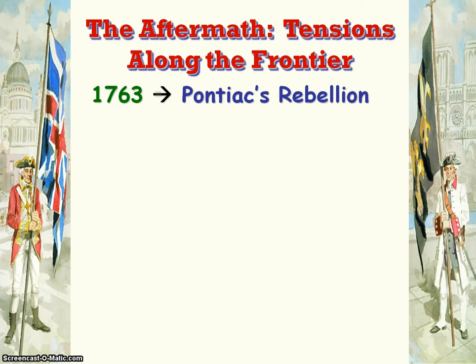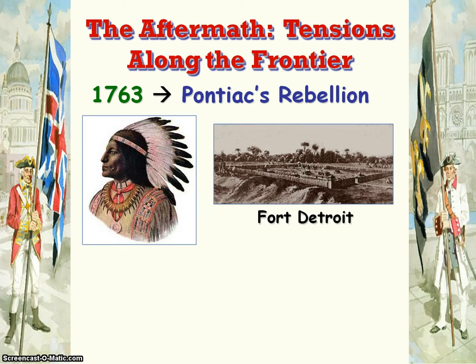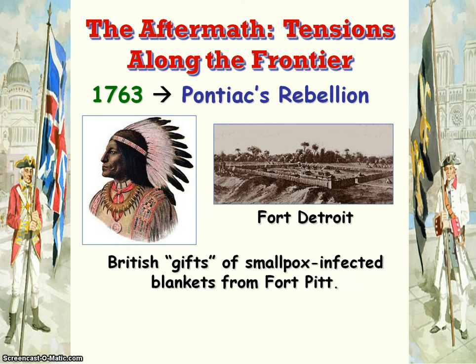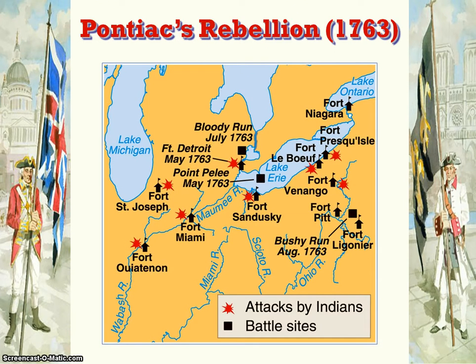Pontiac's Rebellion. What about all the Native Americans who were on both sides of the war? Well, they rise up and they start fighting, and they end up at places like Fort Detroit. And the British use a biological weapon against them and try to infect them with smallpox. And England thought that it was easier to keep the colonials out of the territory rather than protect them. And after Pontiac's Rebellion and his raid, and look at all the attacks that Pontiac's Indians made on all the different British forts that were out there and the colonials that were trying to live now in the Ohio River Valley, things got really ugly.